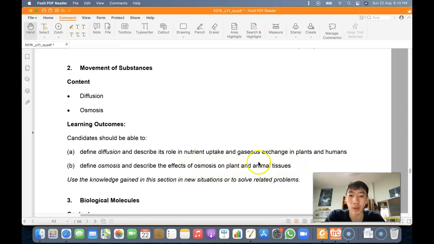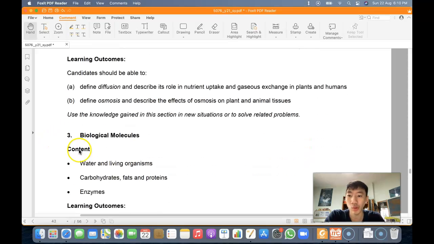Right? For example, if you have a red blood cell in a solution with higher water potential than the red blood cell, what's going to happen to the red blood cell? Right? Is it going to burst? Is it going to lyse? Or is it going to shrink and crenate? If you're not sure what I just said, then you need to go and read up. Okay, so all of this, go through one by one.